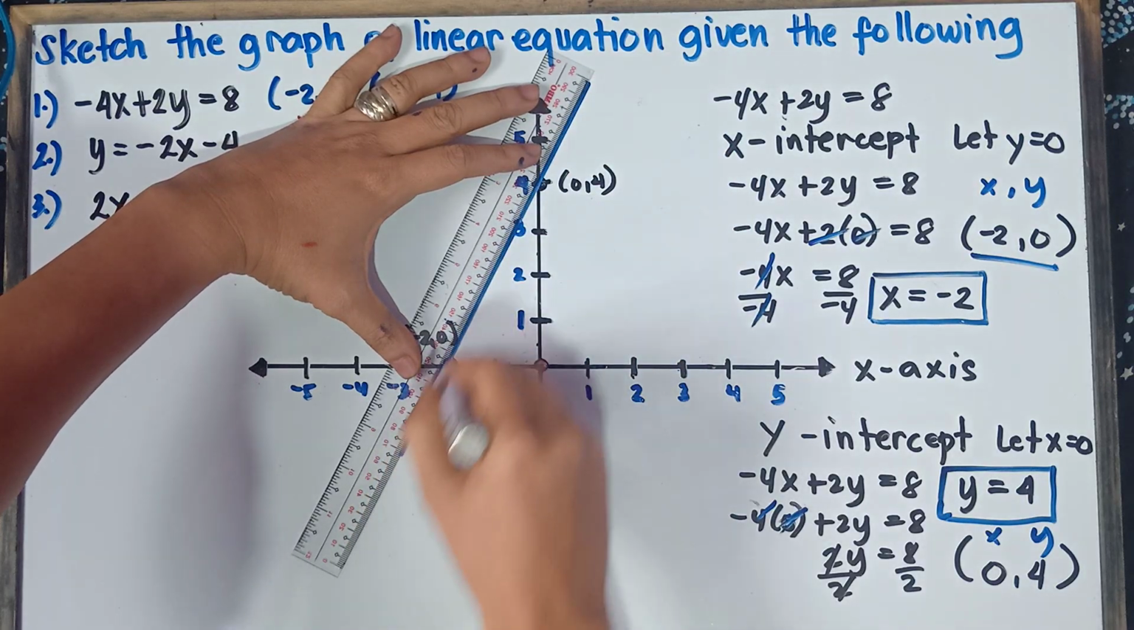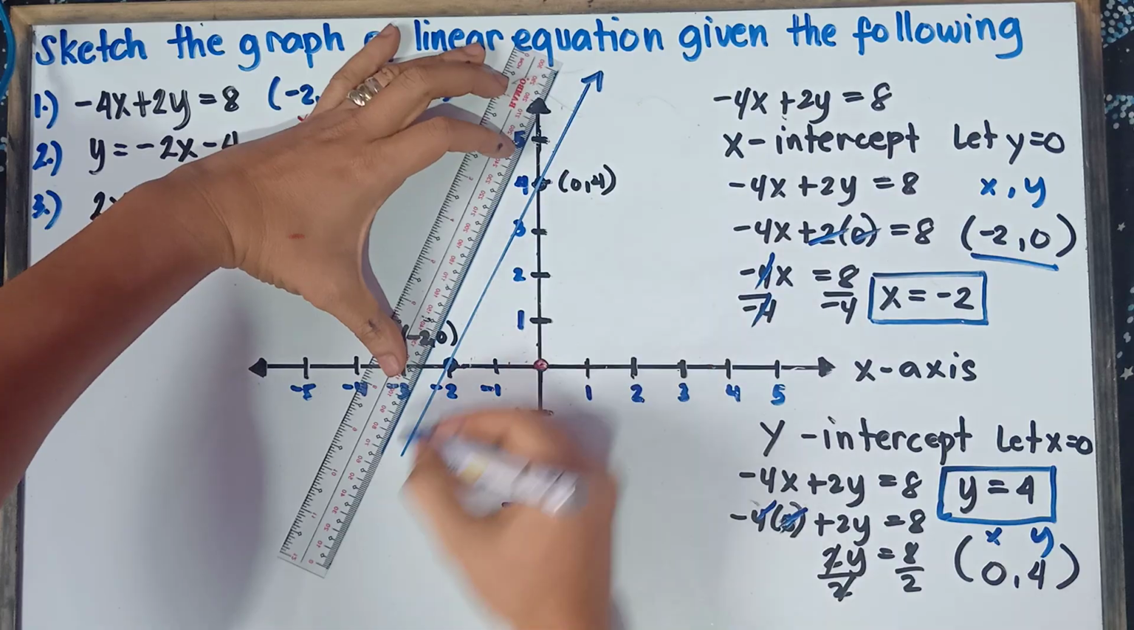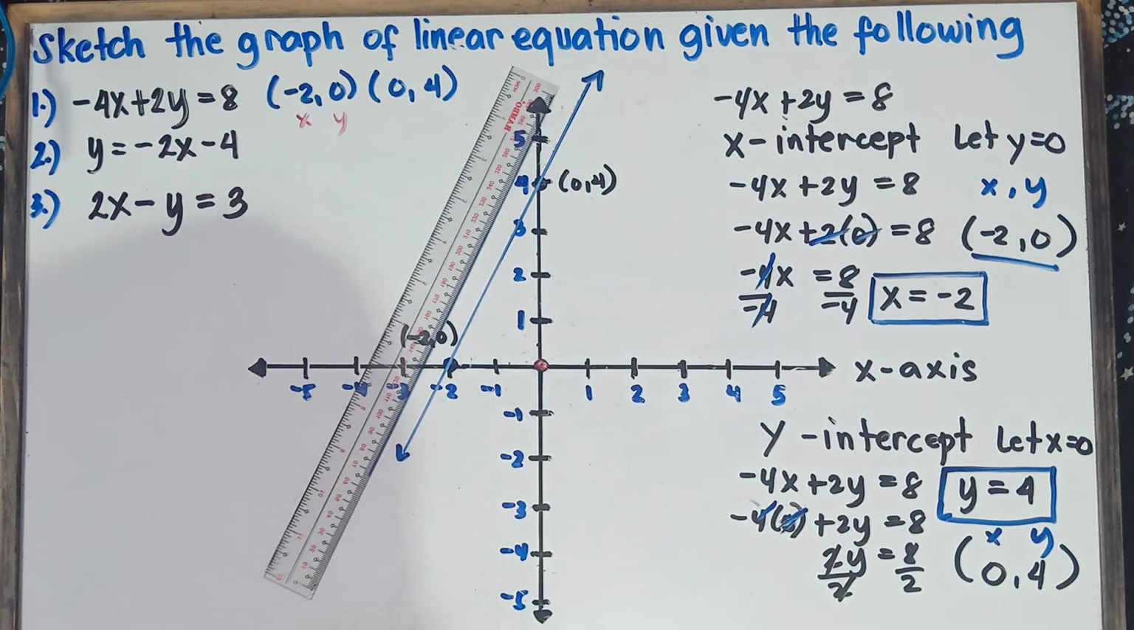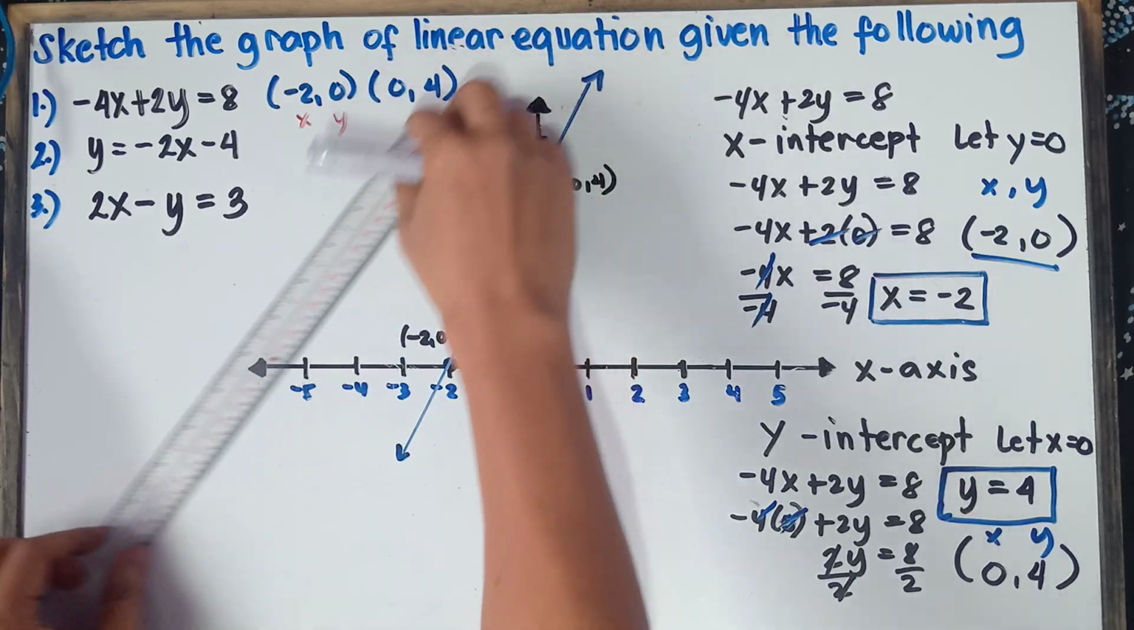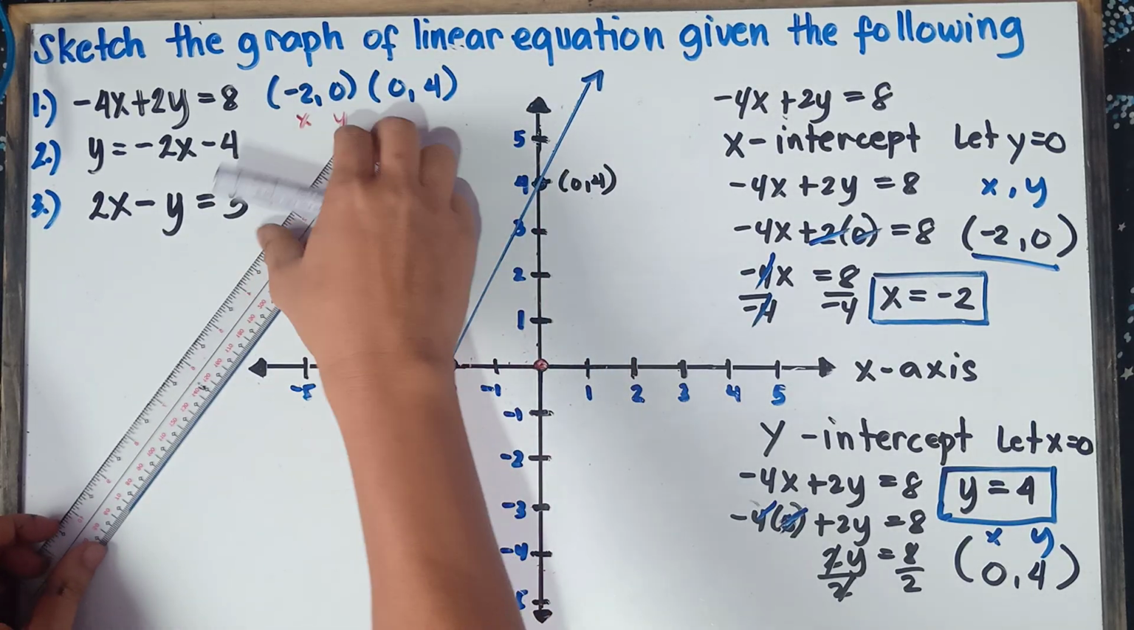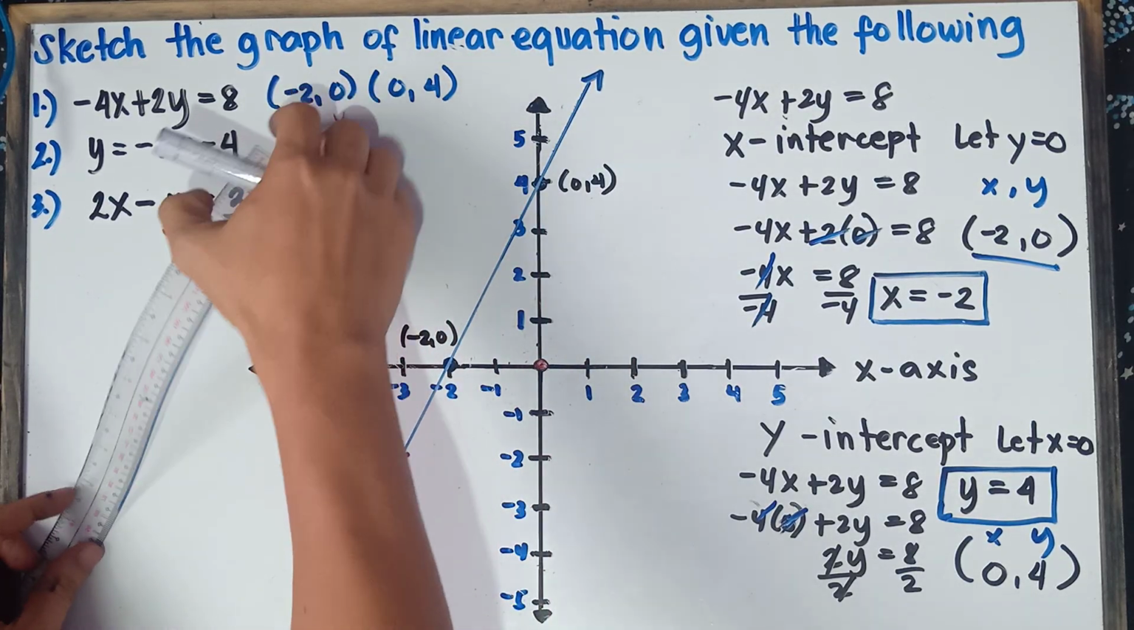Alright, so connect the following points. And this will be our graph, class. All set. That's how you sketch this one, class. This is the answer, class, with regards to example number 1.